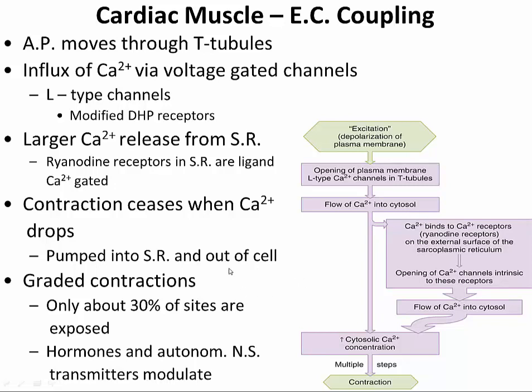Another thing we want to notice is this, that graded contractions are possible and do occur in cardiac muscle cells. These contractions are possible because under a normal sequence of events like we just described, only about 30% of the actin, the myosin binding sites on actin, are exposed. And so through the addition of hormones and autonomic nervous system neurotransmitters, we can increase or decrease the amount of calcium released and therefore modify the strength of contraction of the cardiac muscle cell.